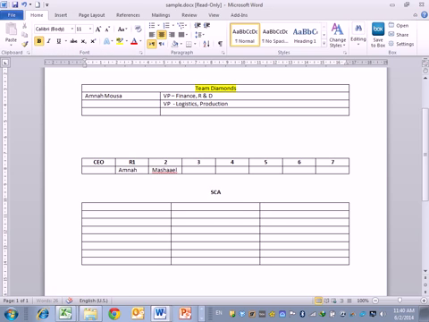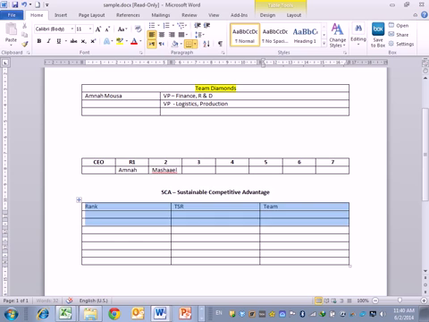So rather than saying just SCA, sustainable competitive advantage, here we have rank, TSR, and team. If you have sustainable competitive advantage, you have basically a high TSR. Okay, so let me just, I'm saving this on the L drive.